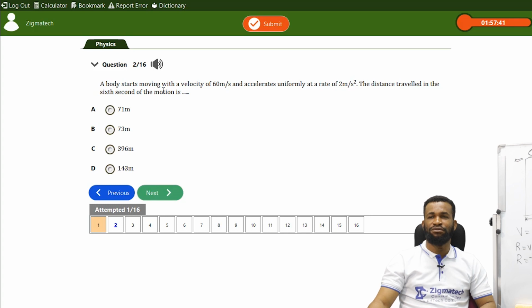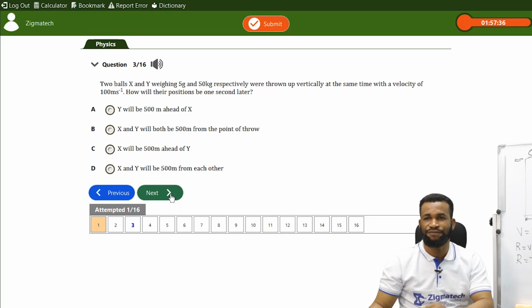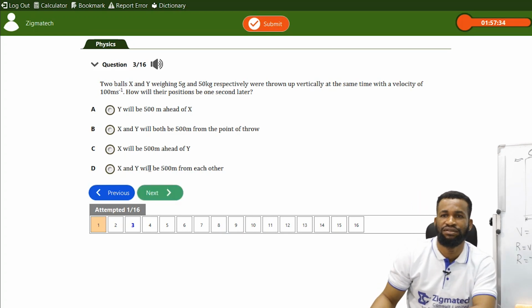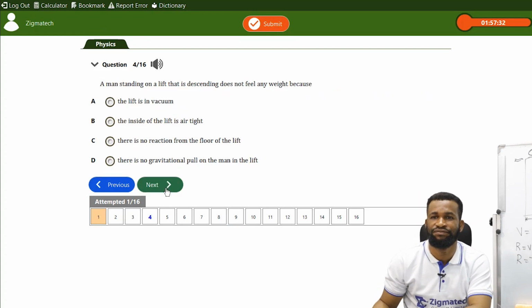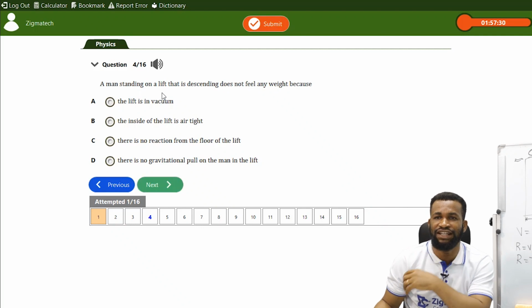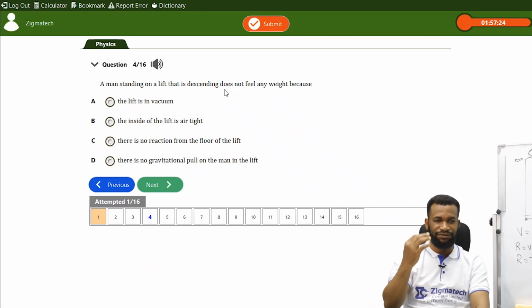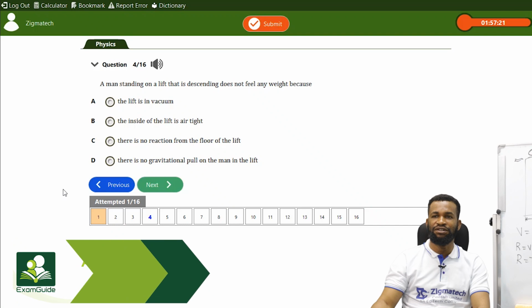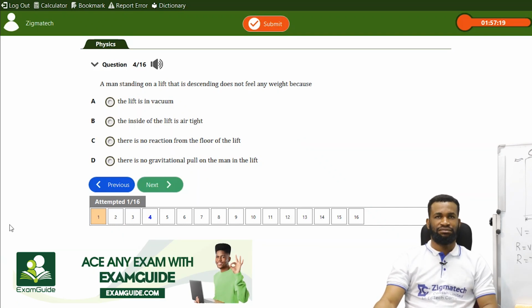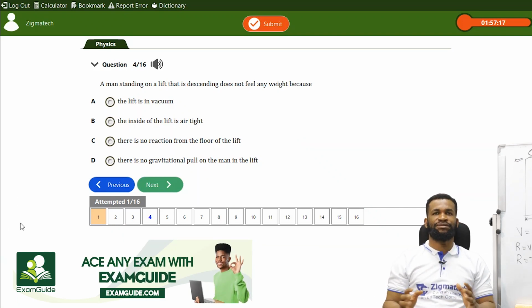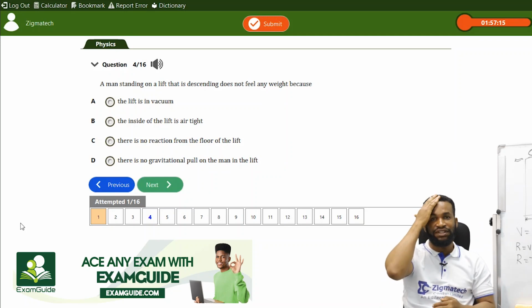He said a body starts moving with a velocity of this accelerate. I'm considering the one under motion. A man standing on a lift, okay? A man standing on a lift that is descending, the lift is descending, does not feel any weight, because a man standing on a lift that is falling down does not feel any weight.